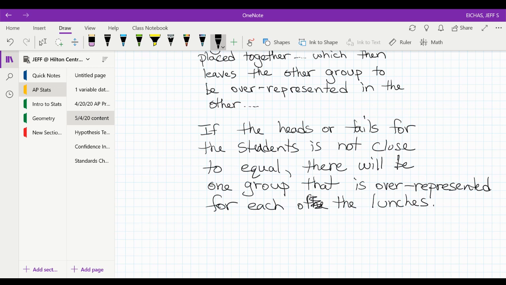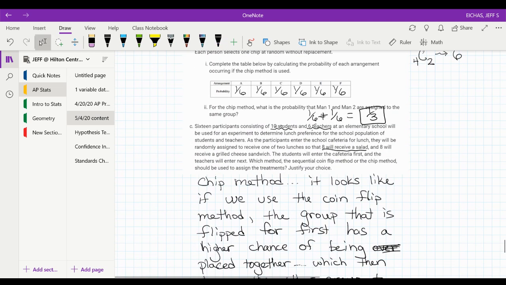We want to distribute them more representative of what they are. 10 students, 6 teachers. We want them to randomly get the salad or the grilled cheese. What we don't want is to have 3 students get the salad and 5 teachers get the salad. That's not how we want the random assignment to come out. And that could happen in the coin flip situation. So yes, we want randomization, but we want to be careful not to have randomization that does not represent the same proportion as our population here, as our group.